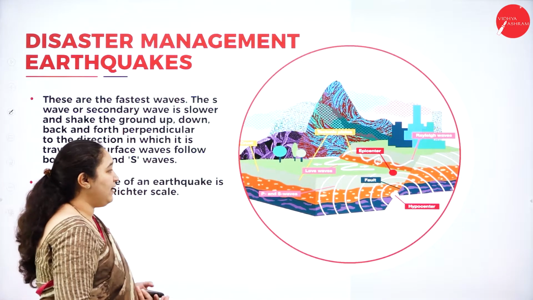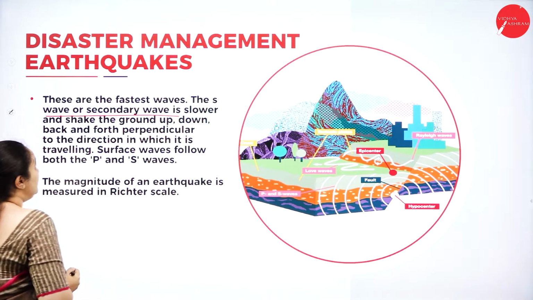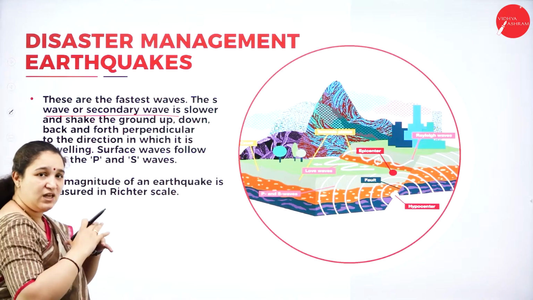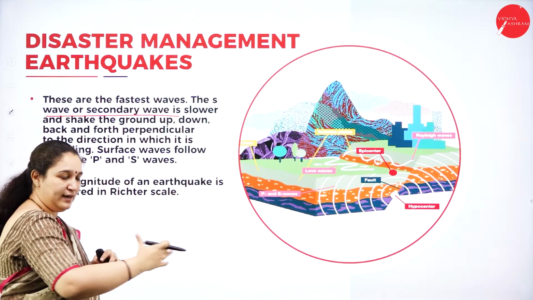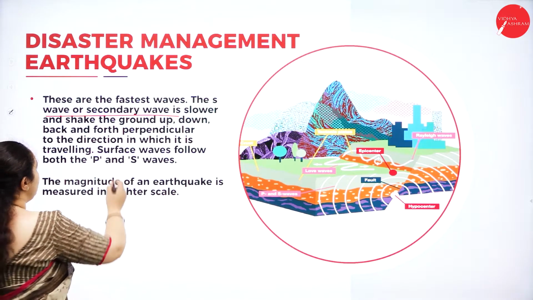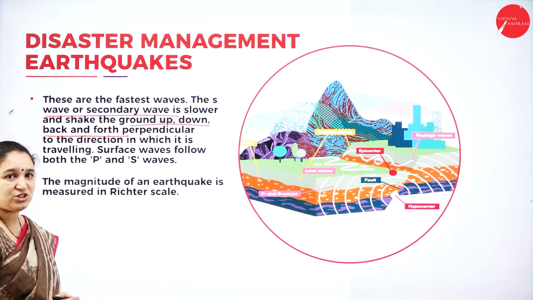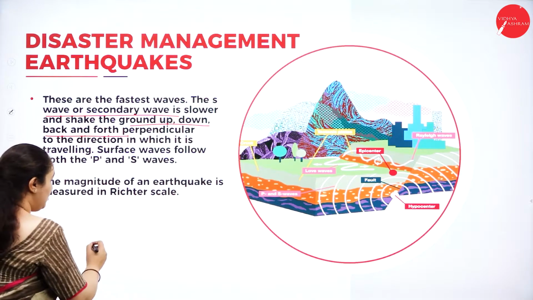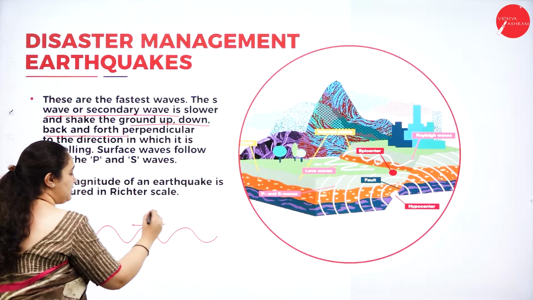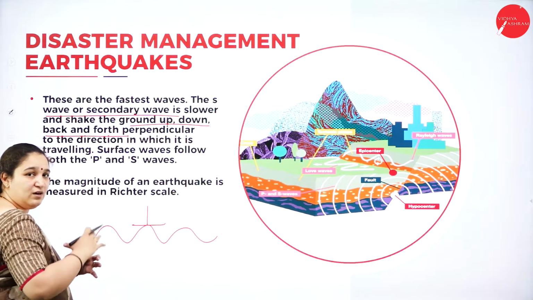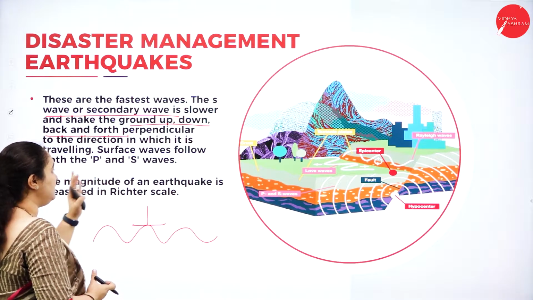The second type of wave is called the S wave or the secondary wave. This is slower and shakes the ground. This is much stronger also, and it shakes the ground up and down, front and behind, okay. So it shakes the ground up and down, back and forth, perpendicular to the direction in which they are moving, okay. So if this is the direction of the wave which they are moving, perpendicular to that direction, okay, they will move the earth up and down, back and forth continuously, and they can cause all the destruction.